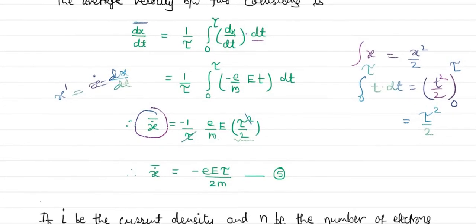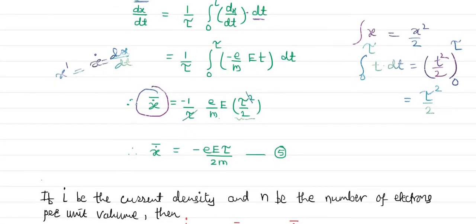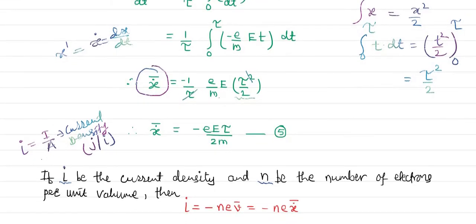Okay, now we have to talk about the current density. Capital I is current, but if small i is the current density, let me tell you what current density is. It is current per unit area, that is called current density. It is generally denoted by J or i. So if small i is the current density and small n is the number of electrons per unit volume, then we have the relation between the current density, the number of electrons and the velocity. It is simply i is equal to minus n e v bar, where v bar is nothing but our average velocity, that is, minus n e x dot bar.